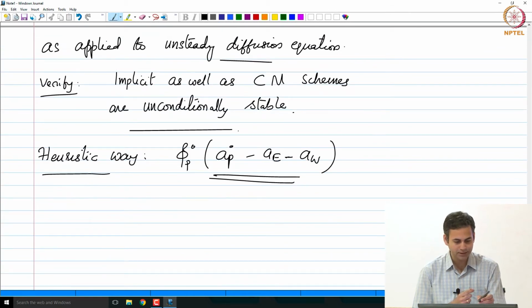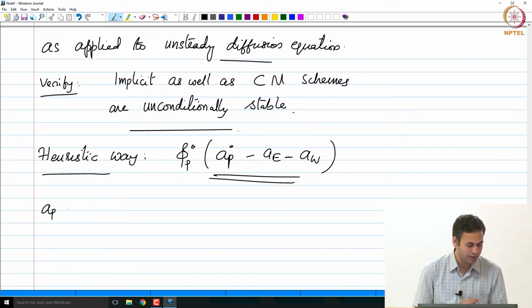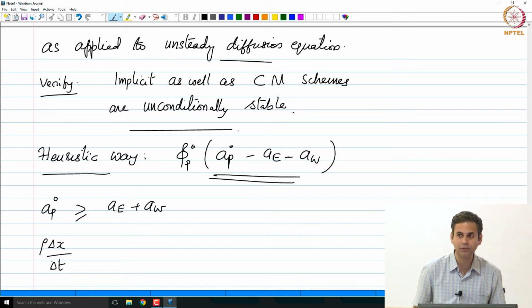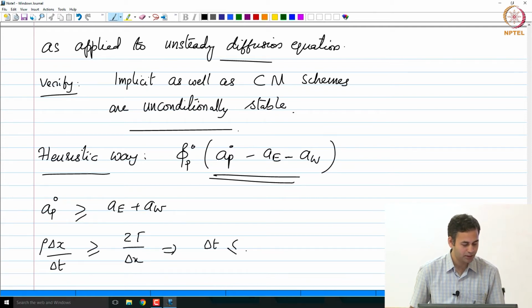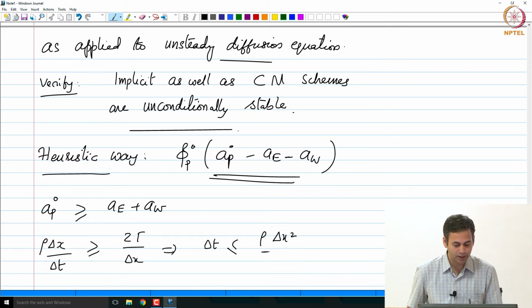So, in a heuristic sense we said this thing. If we use that analysis, from the heuristic analysis what do we want this coefficient to be? Always positive. That means we want a p 0 to be always greater than or equal to a east plus a west, right. What is a p 0? Rho delta x by delta t, right. Was it rho delta x by delta t? Yeah. Okay. And then greater than or equal to how much is a east plus a west? 2 gamma by delta x. So, what is the condition on delta t? Less than or equal to rho delta x square by 2 gamma.